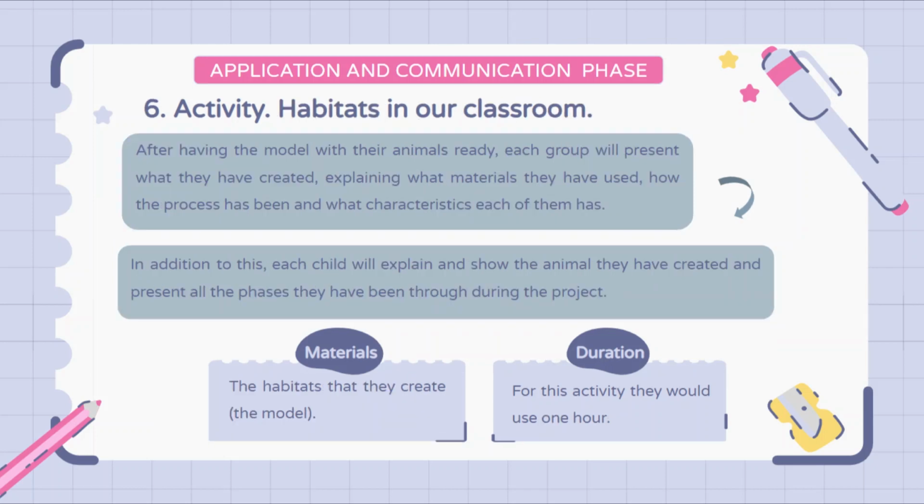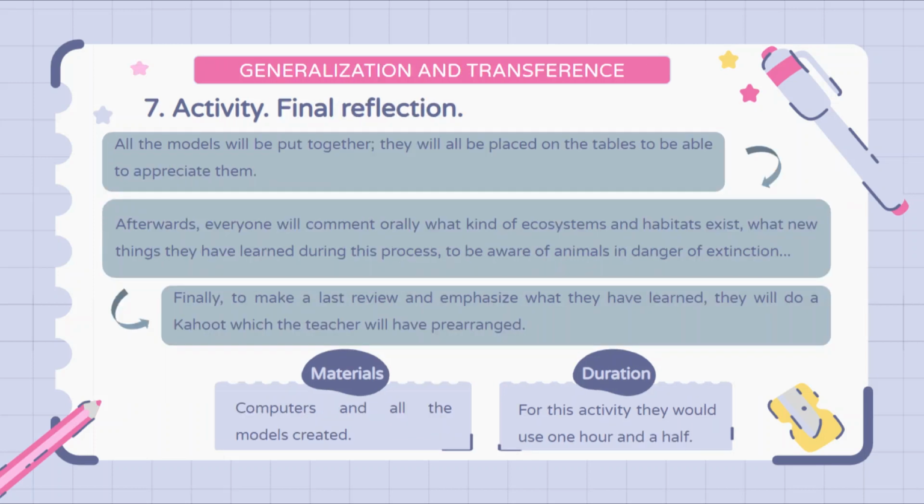Our next activity's name is Habitats in our classroom. In this activity, after having the model with their animals ready, each group will present what they have created, explaining what materials they have used, how the process has been, and what characteristics each of them has. In addition to this, each child will explain and show the animal they have created and present all the phases they have been through during this project. The materials for this are the model itself, and the duration for this activity is going to be 1 hour.